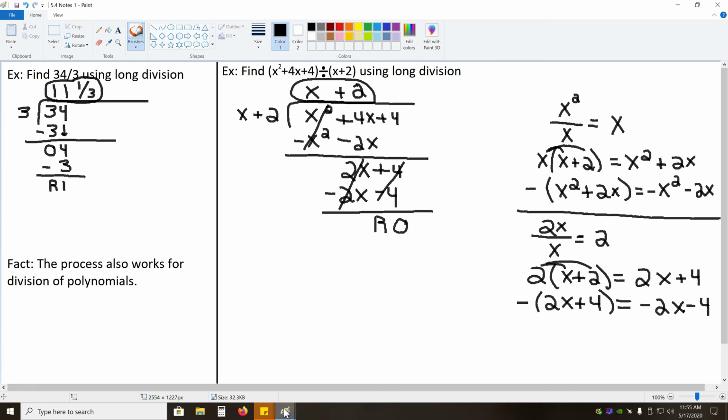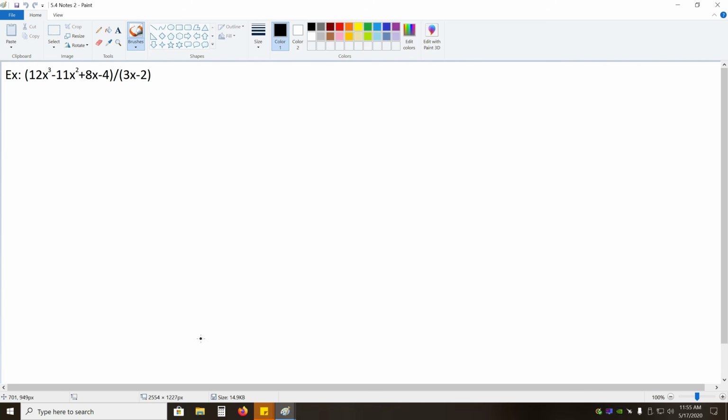Okay, so this is a complicated process. It will take a lot of practice, but let's go ahead and try it with another example. We have 12x cubed minus 11x squared plus 8x minus 4 divided by 3x minus 2. I want you to take a moment, pause the video, see if you can get through most of this problem, if not all of it. Alright, so let's try this together.